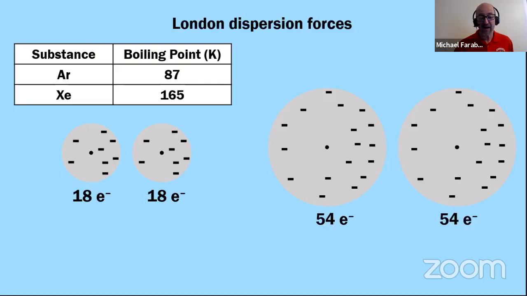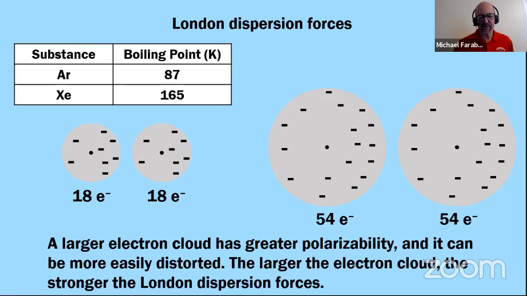Now remember, we already have the boiling point data in front of us. So if xenon has stronger attractive forces, you cannot say because xenon is more polar or is more electronegative or simply that it's just larger or heavier. It's specifically about the electron cloud. That's what London dispersion forces are all about. So a larger electron cloud has greater polarizability and can be more easily distorted. The larger the electron cloud, the stronger the London dispersion forces are.